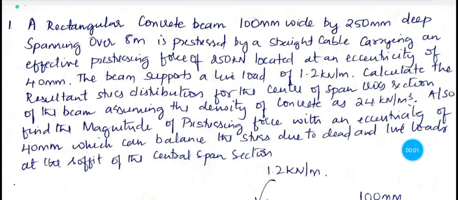A rectangular concrete beam 100 mm wide by 250 mm deep spanning over 8 meters is pre-stressed by a straight cable carrying an effective pre-stressing force of 250 kN located at an eccentricity of 40 mm. The beam supports a live load of 1.2 kN per meter. Calculate the resultant stress distribution for the center of span cross section of the beam, assuming the density of concrete as 24 kN per meter cube.